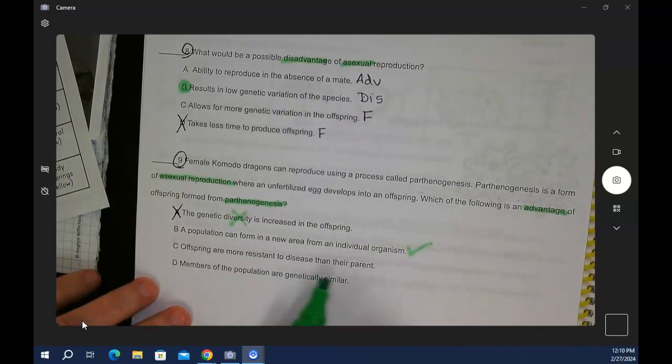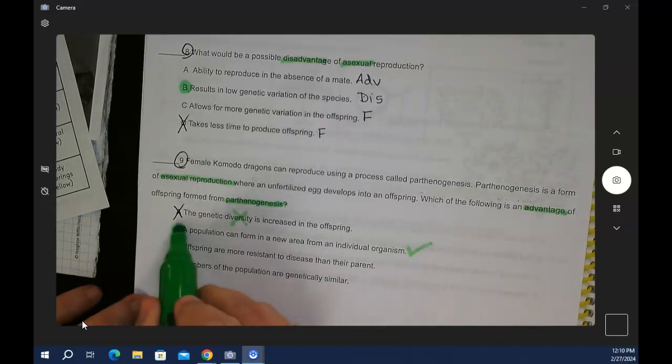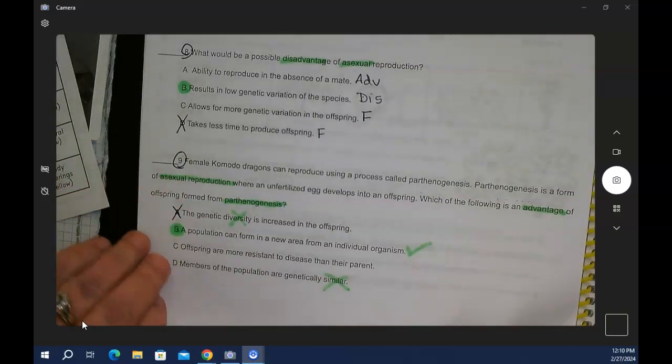Offspring are more resistant to disease than their parent. They're clones. They aren't any more than anything. Members of the population are genetically similar. They're genetically identical. Most people that miss this pick D, but it should have been.